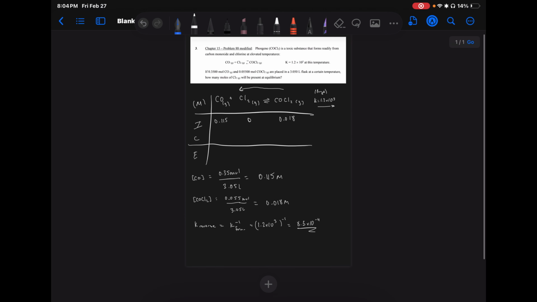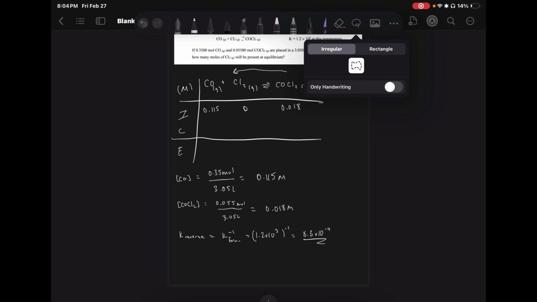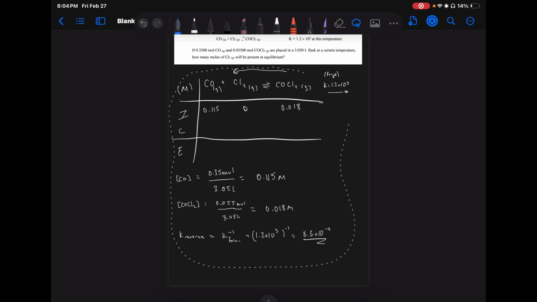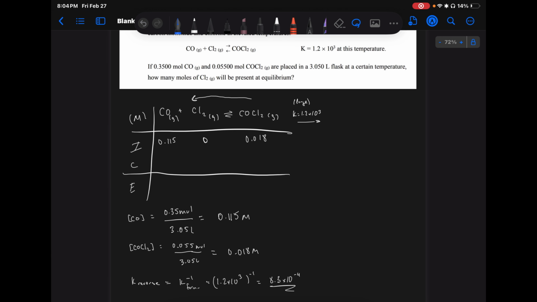I feel like I'm writing a bit too big right now. Let me just shrink everything. Low-key, maybe this is a bit pointless, but I don't know. Okay, I'll write a bit smaller.